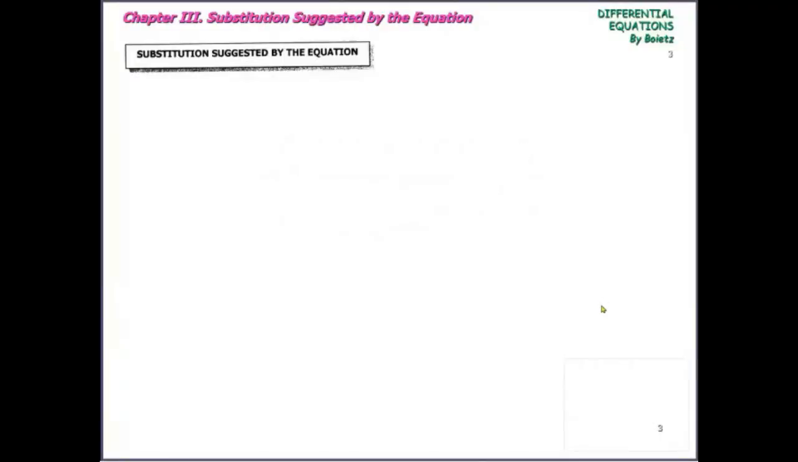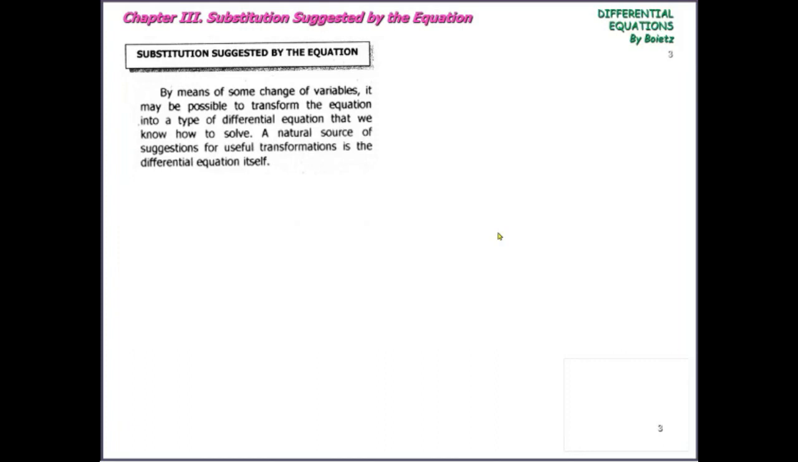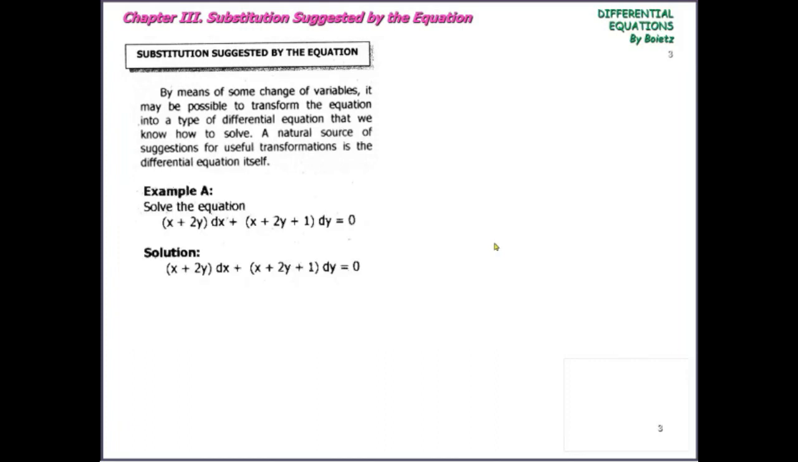Okay, so what is substitution suggested by the equation? Meaning, by simply looking at the problem. For example, for this one, maybe you can see something na pwede nyong i-substitute to make your differential equation maybe direct integrable or can be transformed into other kind of differential equation.